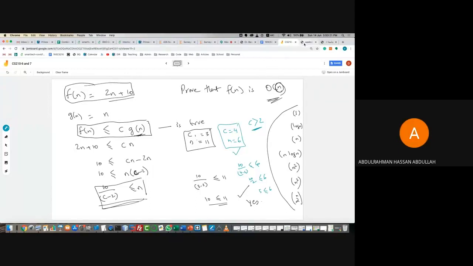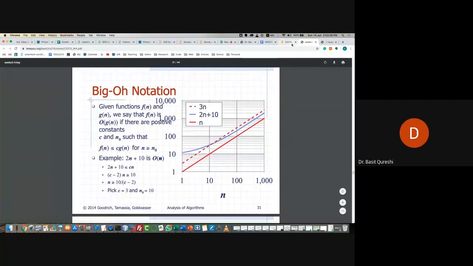Doctor, all these functions can be proven, right? All functions can be proven, yes. Let's have a look at a few more examples.